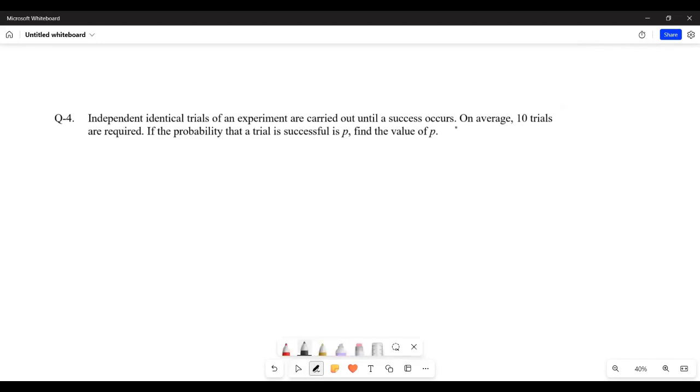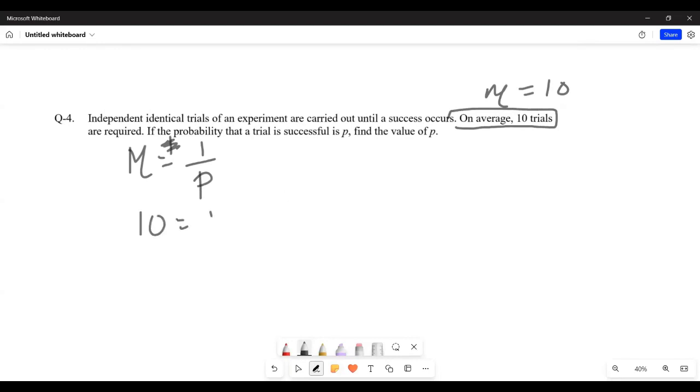So on average, 10 trials are required. That means mu is 10. That means the average is 10. So 10 or mu equals 1 upon P. So all you have to do in this question is equate 10 to 1 upon P. So P would be 1 upon 10, which is 0.1.